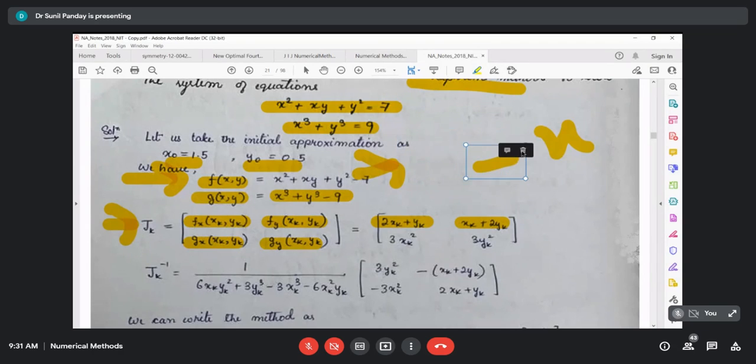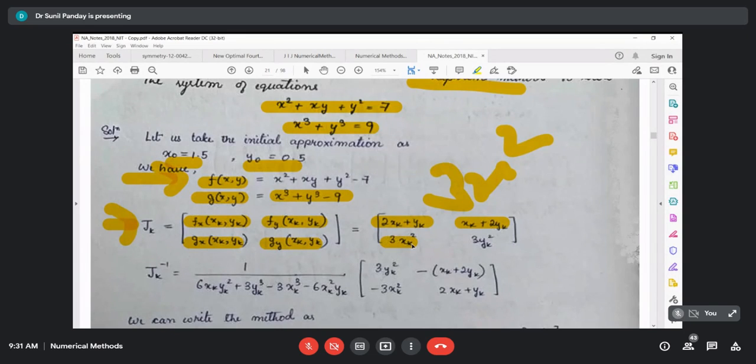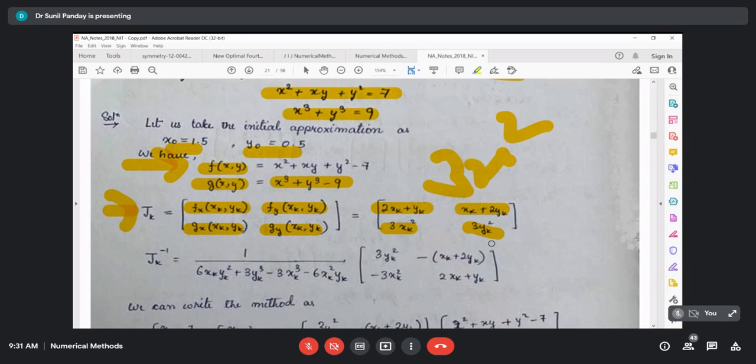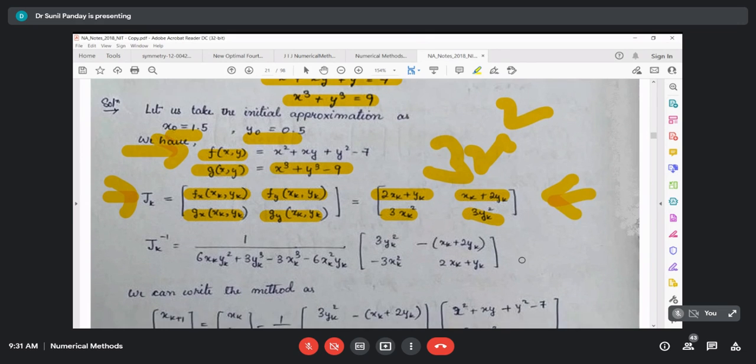Similarly, we calculate the partial derivatives of the g function also. The partial derivative of g with respect to x is 3x square, and at the point x k it is 3 x k square. Similarly, the partial derivative of g with respect to y is 3y square, and evaluated at the point x k y k it is 3 y k square. So this is your J k matrix. Then you have to calculate its inverse, because J k inverse is required in our Newton-Raphson method.